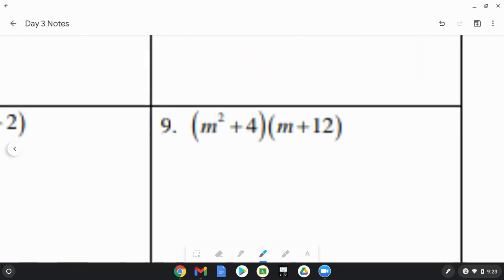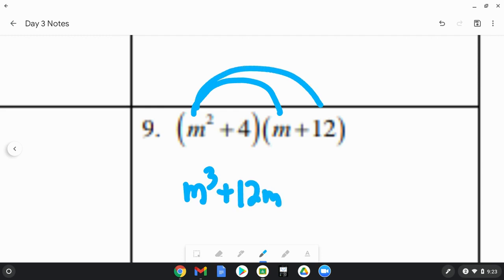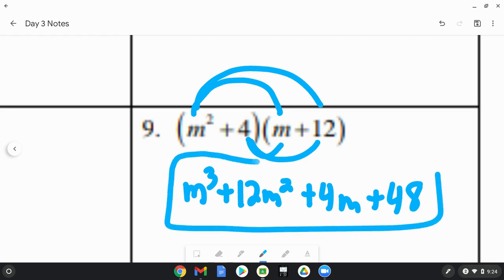And then 9. If we do my multiplication, it would be m squared times m, which is m to the third. M squared times 12 is 12m squared. The second by the first term would give me plus 4m. And then the second by the second would give me plus 48. I don't think I see anything that can combine, because there's nothing with the same exponent. So this must be my answer. If I needed to name this, this would be a cubic polynomial.